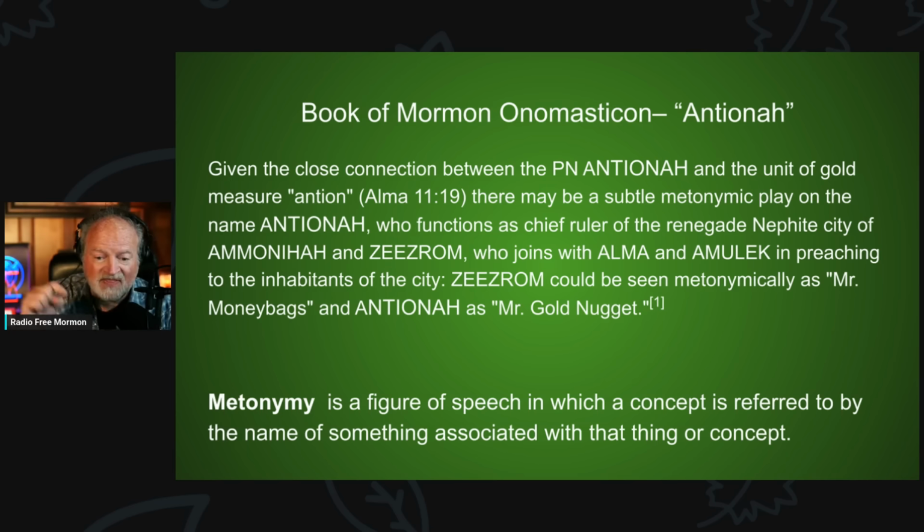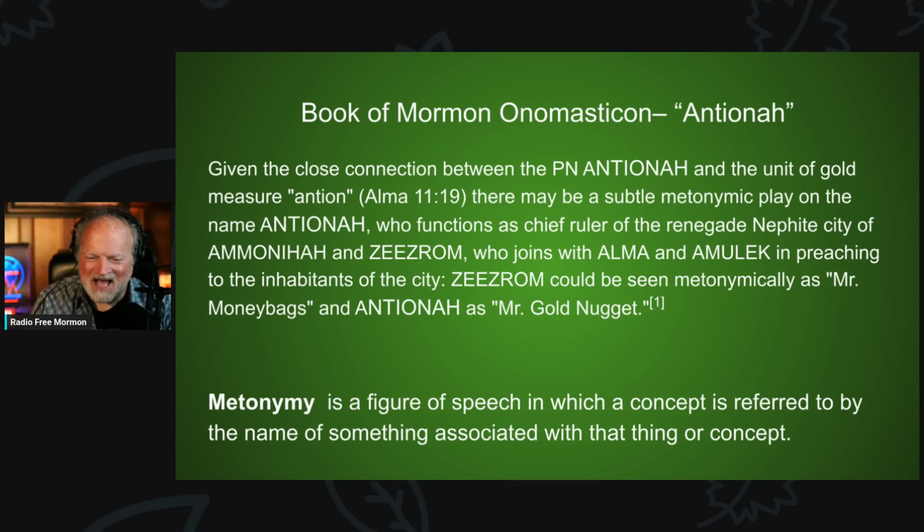Given the close connection, this is what the apologists wrote, given the close connection between the personal name, or proper name, Antiona, and the unit of gold measure, Antion, like I just talked about, there may be a subtle metonymic play on the name Antiona, who functions as chief ruler of the renegade Nephite city of Ammonihah, and Zeezrom, who joins with Alma and Amulek in preaching to the inhabitants of the city. Zeezrom, remember with Ezram in it, could be seen metonymically as Mr. Moneybags and Antiona as Mr. Gold Nugget.